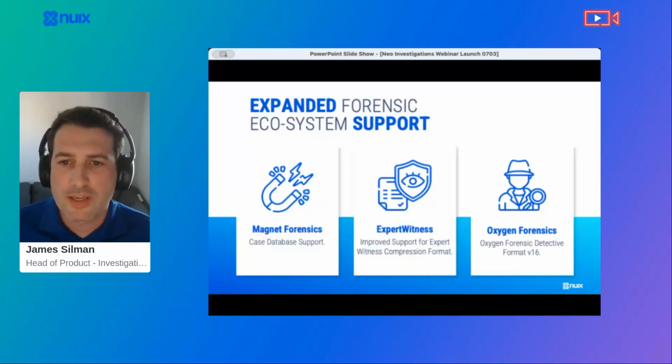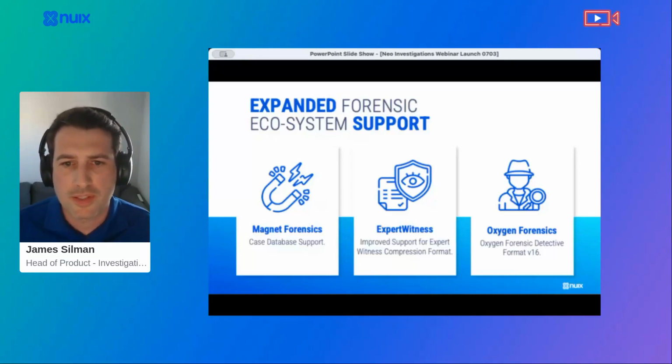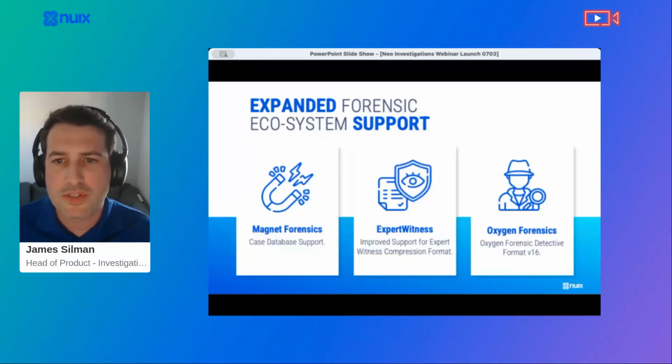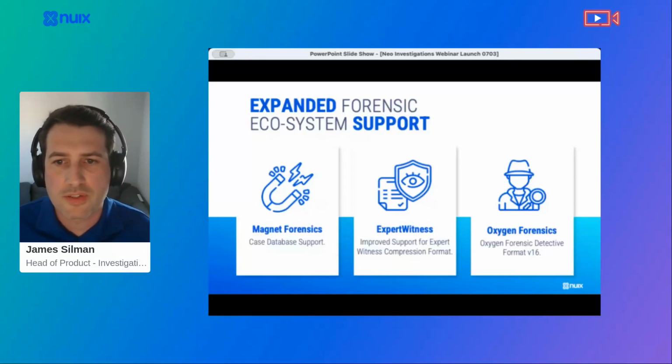That's why customers love the holistic view they get from Nuix, the ability to bring in data regardless of source, so you can search, dedupe, and collaborate all in one platform. In this release, we've enhanced our support for expert witness format and the latest version of Oxygen Mobile Forensics. You can also bring in your existing Magnet cases, including any work that you've done, such as tagging, into Nuix. This is on top of our existing support for tools like Cellebrite, MSAB, and Hancom.